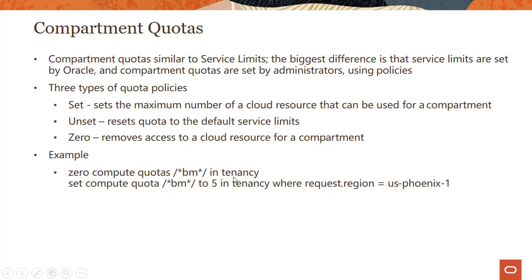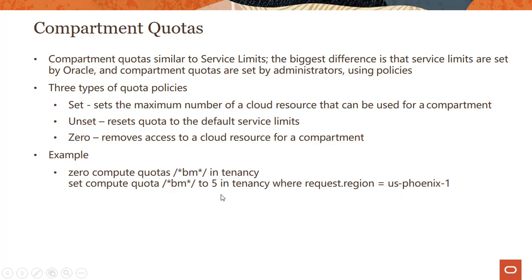Meaning if you have this tenancy with multiple usage in multiple regions worldwide, you want to restrict the bare metal usage, let's say, to a specific region. So what you could do is write compartment quota policies, something like this, which allows only users in the Phoenix region to use bare metal instances. Other regions are zeroed out.